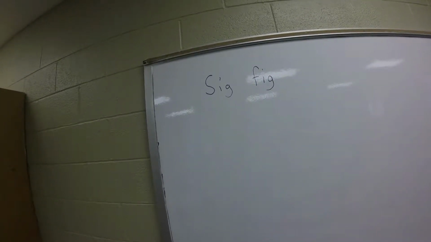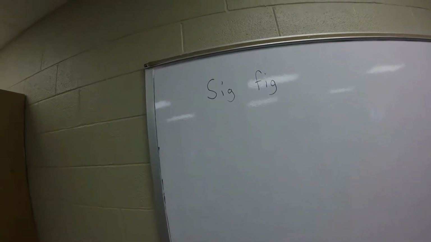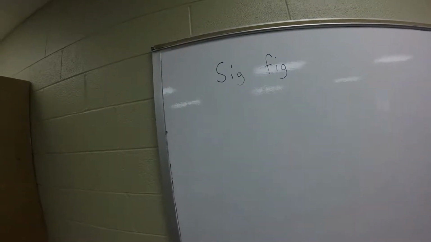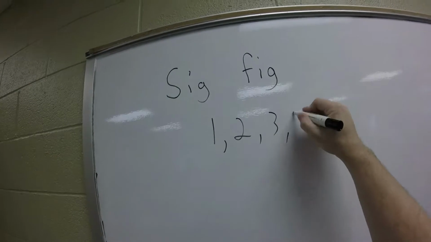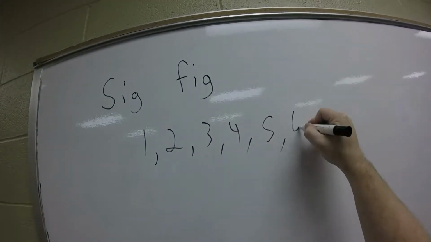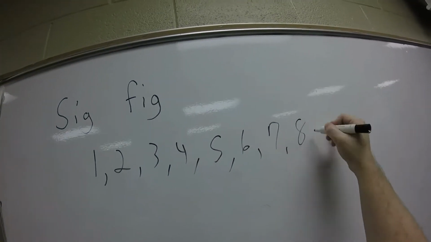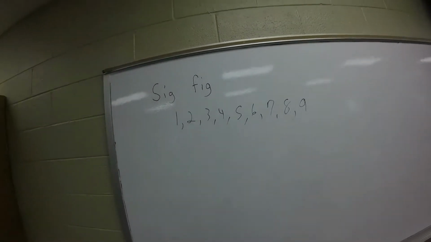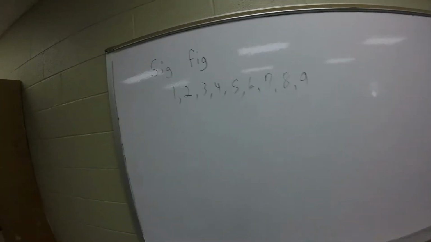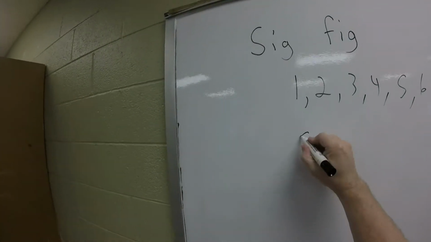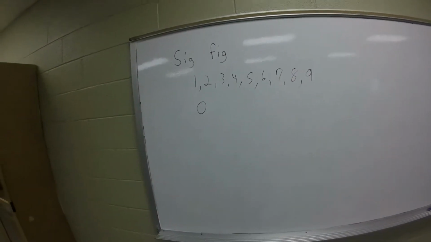So the easy part is, what are significant figures? Well, any non-zero is going to be a significant figure. So that's our 1, 2, 3, 4, 5, 6, 7, 8, and 9. Anytime you see those non-zeros, that's going to be a significant figure. It's only when we have zeros that we start getting problems.